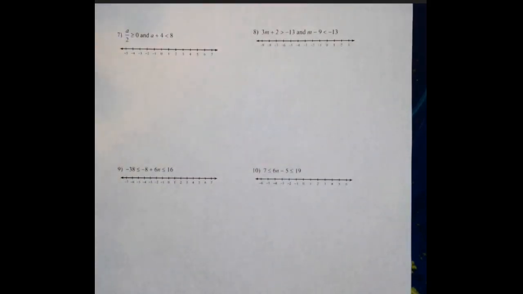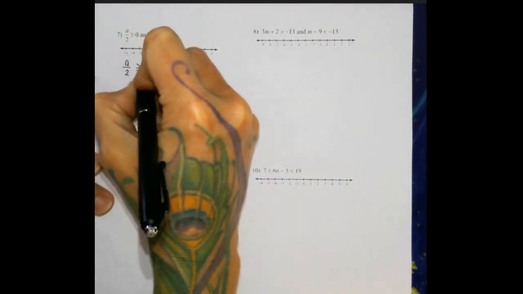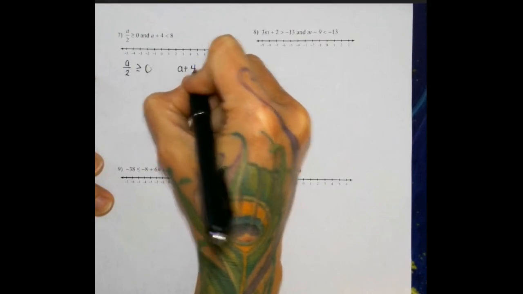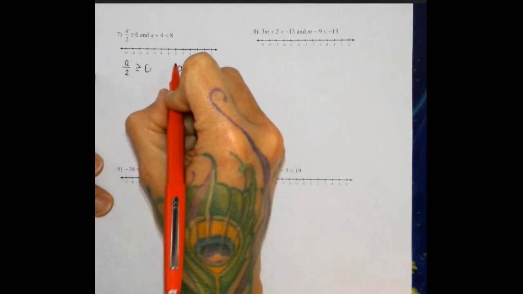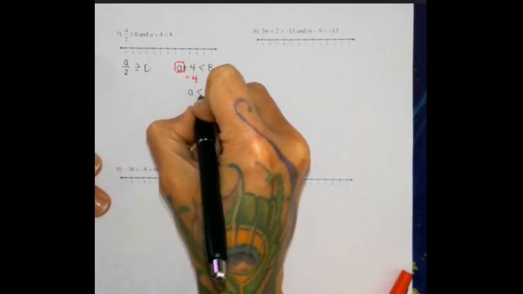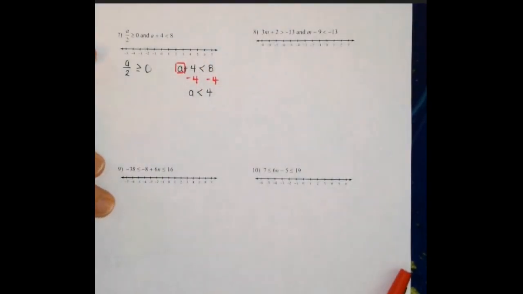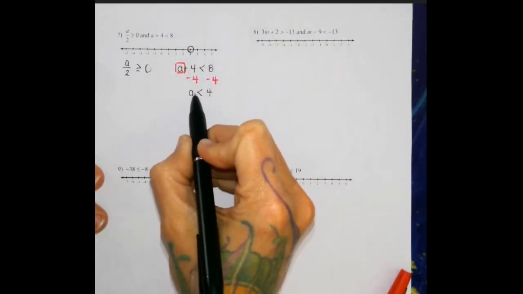So number 7 is an and. I like this one because fractions are what always freaks you guys out. So a over 2 is greater than or equal to 0. A plus 4 is less than 8. We're going to go with the easiest one first. We're going to subtract 4 from both sides, just like we were doing on the other ones. So that's a is less than a positive 4, because if I have $8 and I lose 4, I have 4 in my pocket. We're going to go up to positive 4. It's going to remain an open circle because there is no equal to, and it's a is less than.